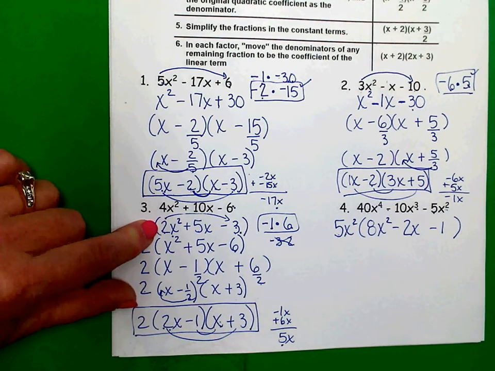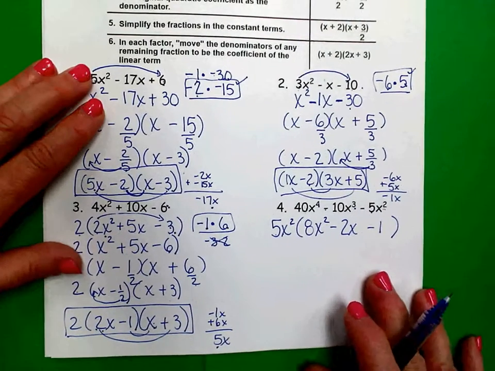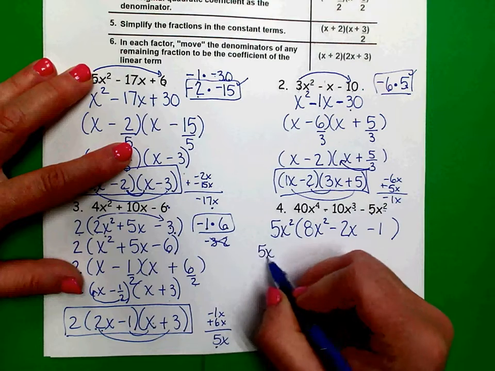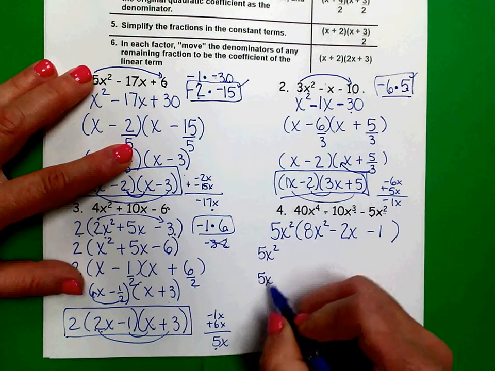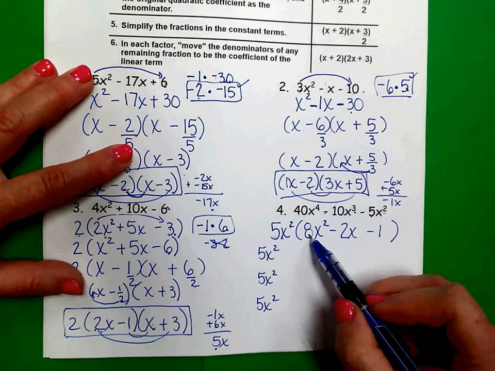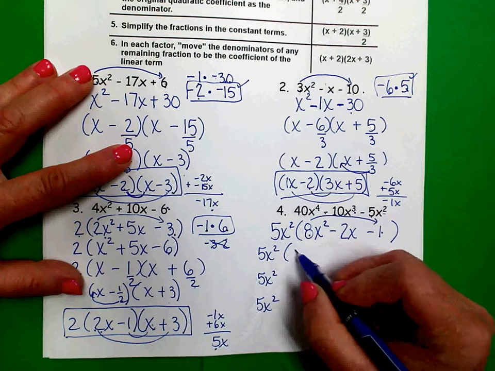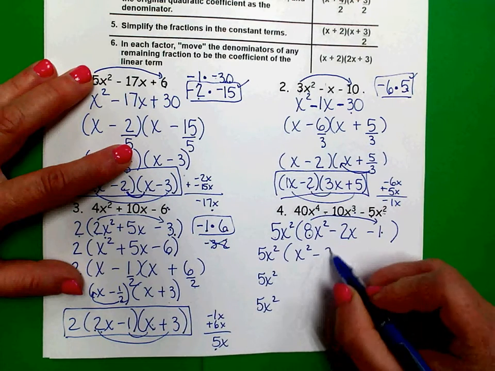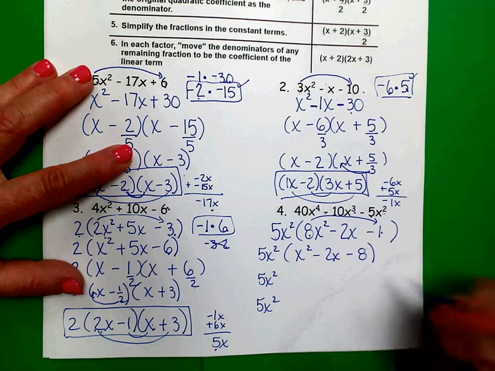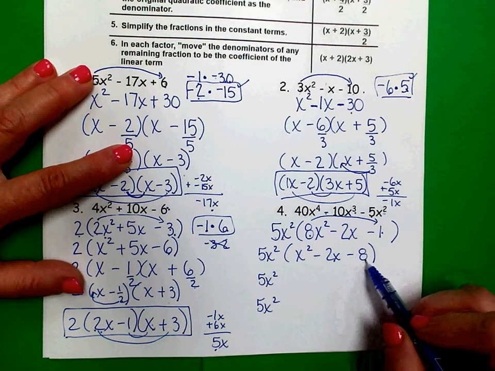One more and then you're ready to try some. We've taken out our GCF of 5x squared, so I'm going to go ahead and drop that down for a few lines. I'm going to bump the 8 to the end to join with the 1. So this turns into x squared minus 2x, and 8 times negative 1 will give me a negative 8. I'm going to find factor pairs that multiply to make a negative 8, but add to make a negative 2.